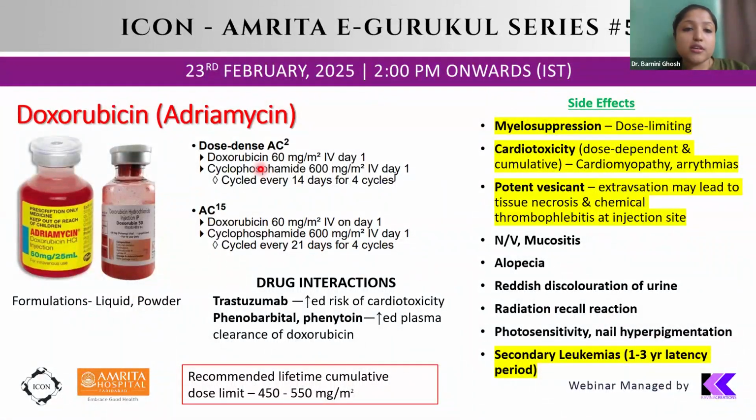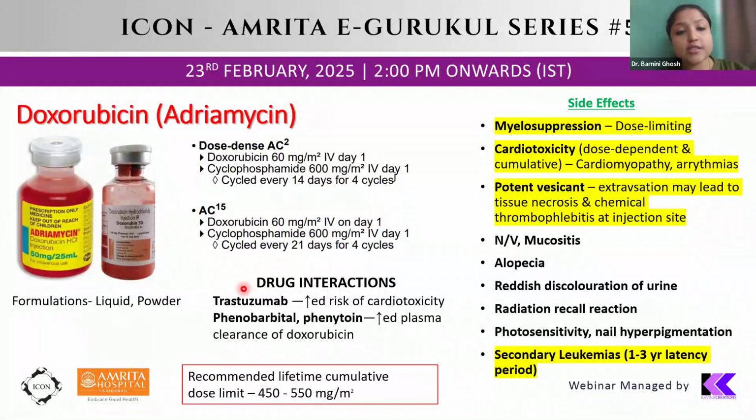So for the dose, we see that for the dose dense AC as well as the 3-weekly AC, the dose of doxorubicin remains the same. That is 60 mg per meter square of doxorubicin along with 600 mg per meter square of cyclophosphamide, which is given either every 21 days or, in the dose dense regimen, every 14 days. And this is usually given for 4 cycles, which is followed by 4 cycles of taxanes.